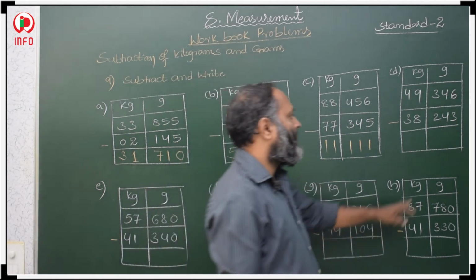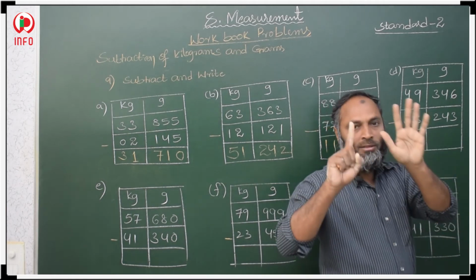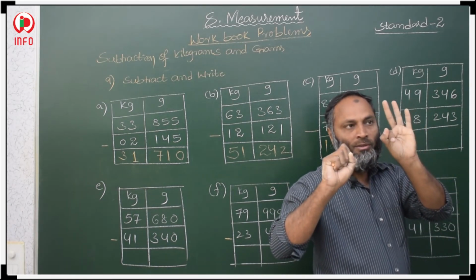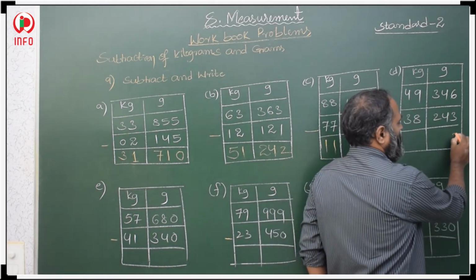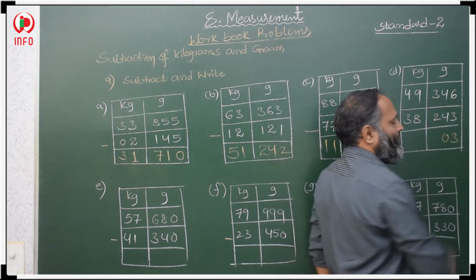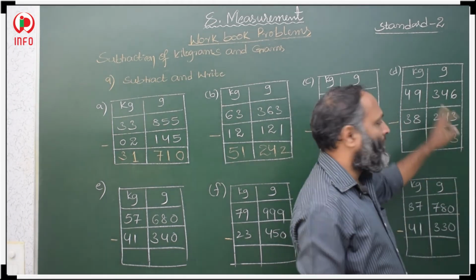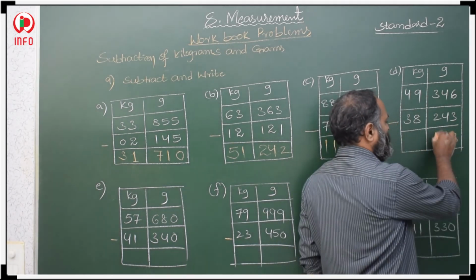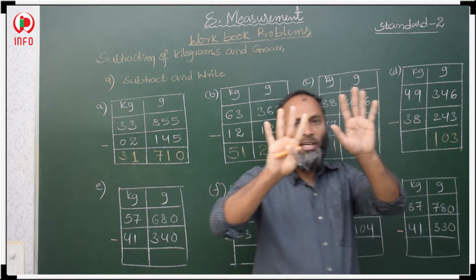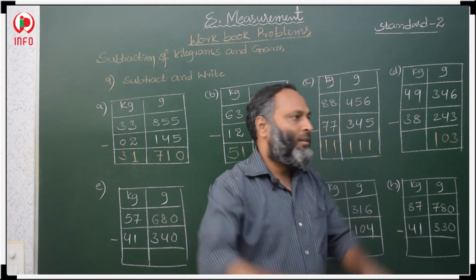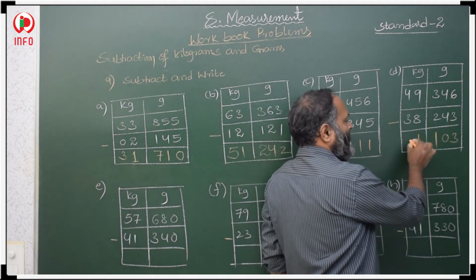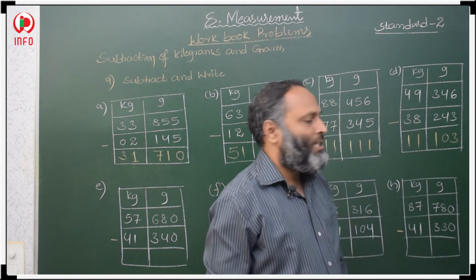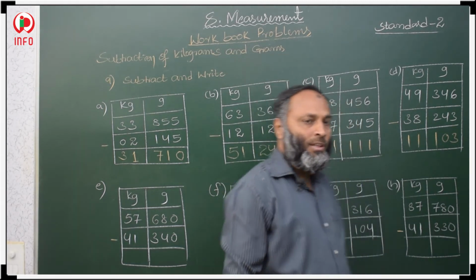Okay. Now, 6 minus 3, 6 minus 3, 3. 4 minus 4, same number minus same number, difference is 0. Then 3 minus 2, 3 minus 2 is 1. 9 minus 8, 9 minus 8 is 1. 4 minus 3 is also 1. 11 kgs, 103 grams. Okay.